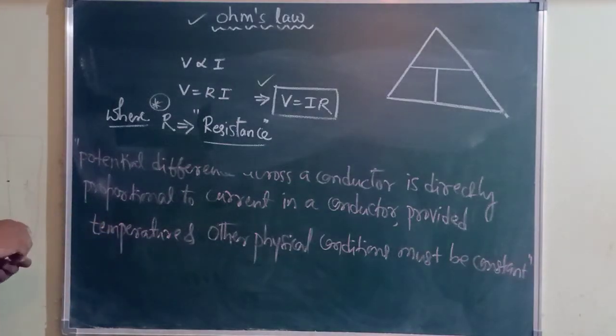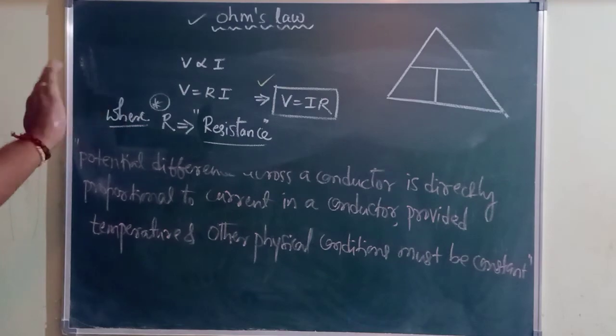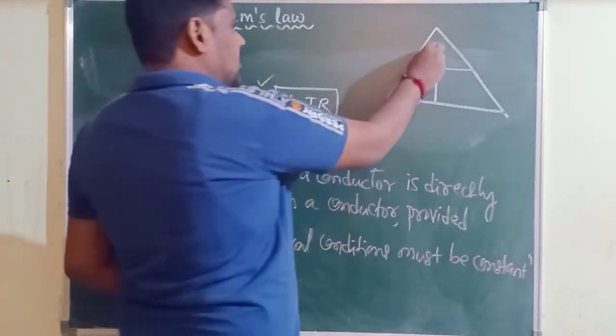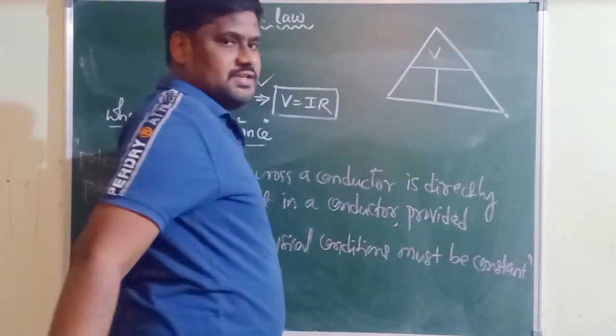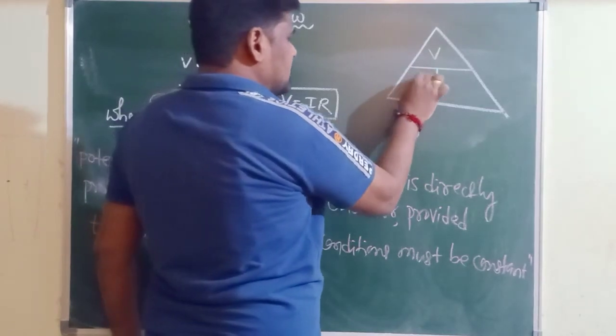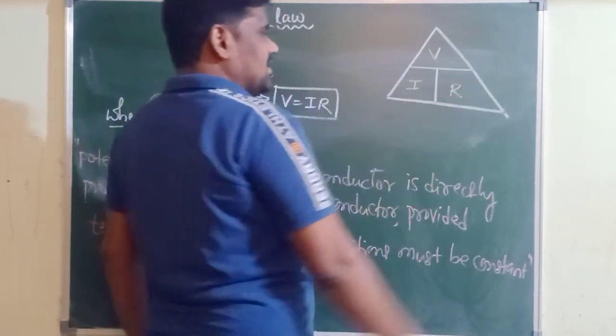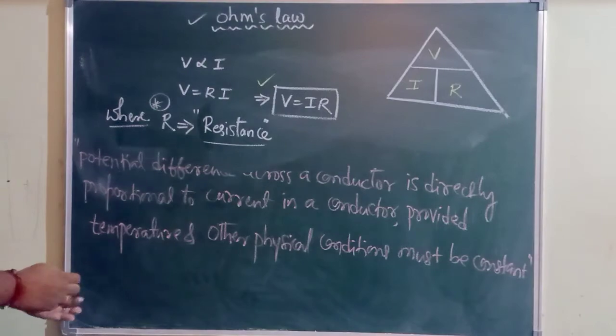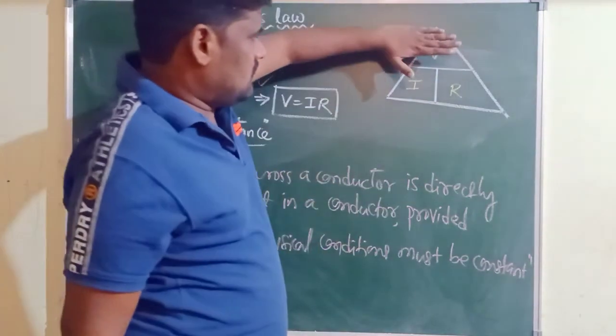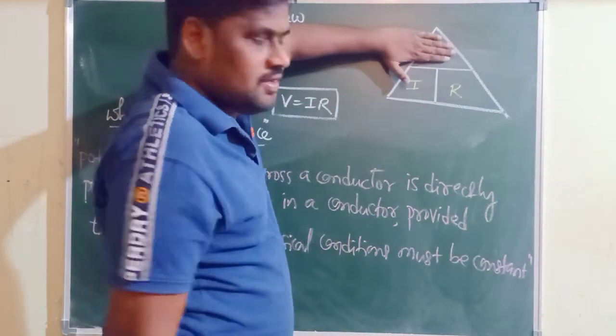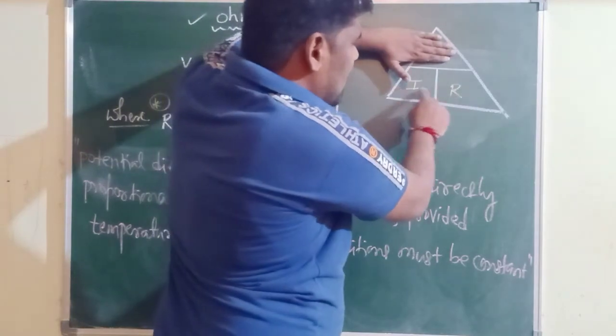Which is helpful for you to write the relation between V, I and R. Here you take V, voltage. Here you take I, that is current. Here you take R, that is called resistance. If you want to calculate voltage, then close V. V is equals to what, IR.